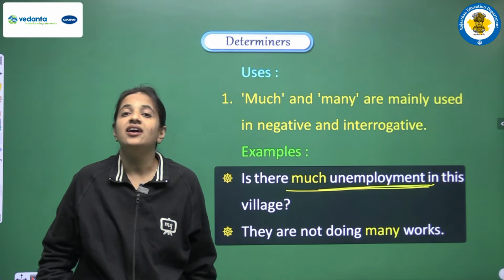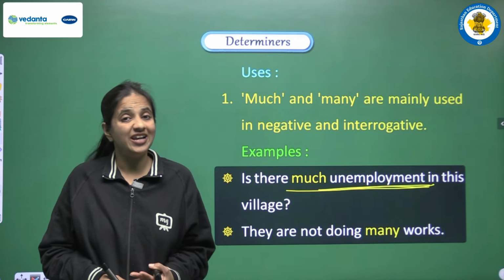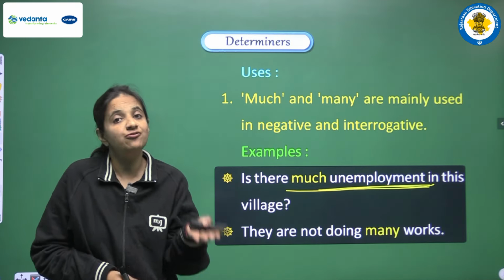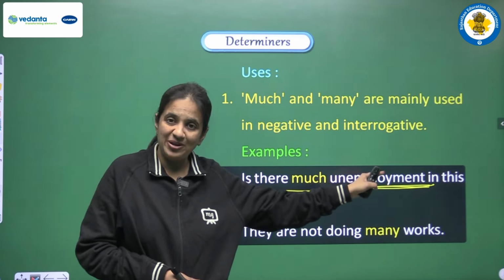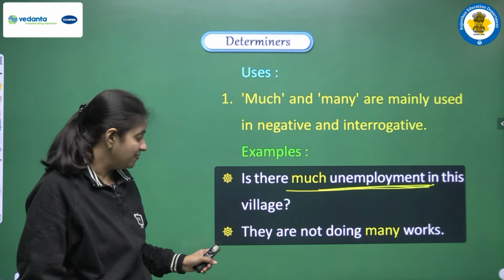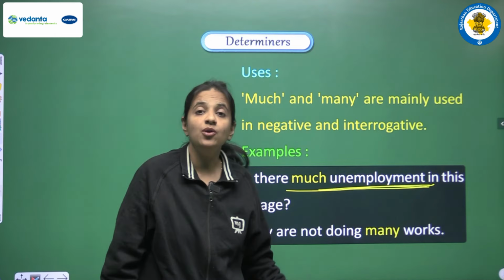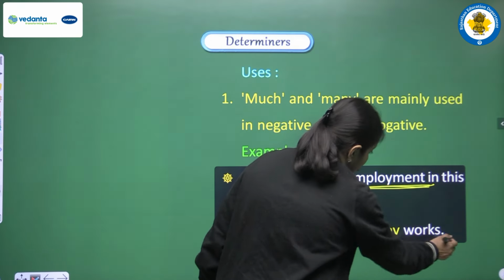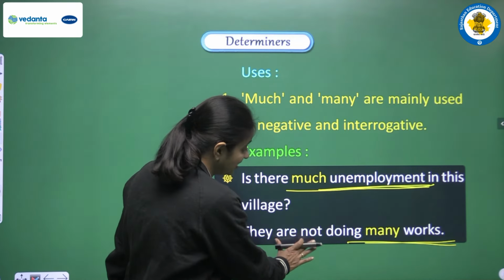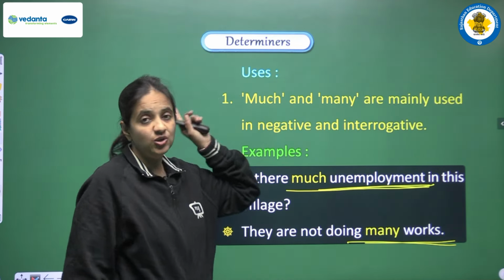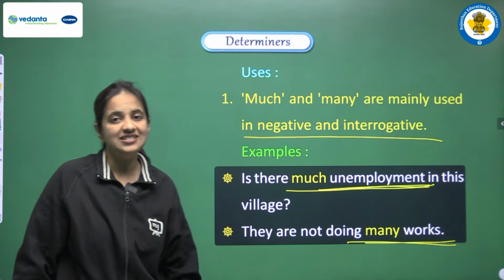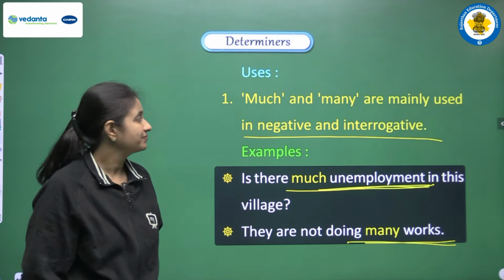So we all know that unemployment is an uncountable noun. We cannot count it; we cannot say that there are 3 unemployment, 4 unemployment. So this is an uncountable noun, and this is the reason we are using much here. Next example that we are having, they are not doing many works. So we are having works, a plural countable noun, and this is the reason we are using many here, and it's a negative sentence. So according to the first use, much and many are used in negative and interrogative sentences, like the example we are having here.